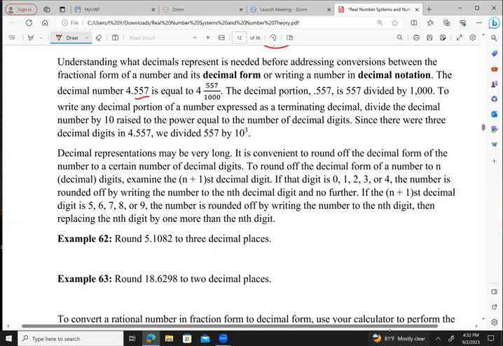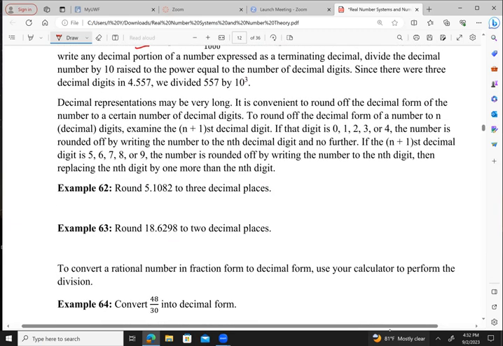So round 5.1082 to 3 decimal places. So we look at the nth digit, the third one. Then we look to the next one. It is less than 5, so we simply drop it. 5.108, and that is it.